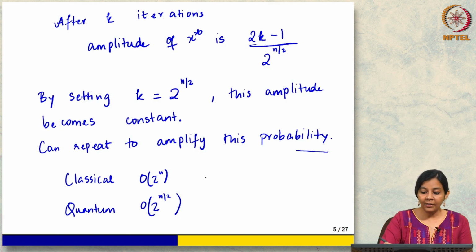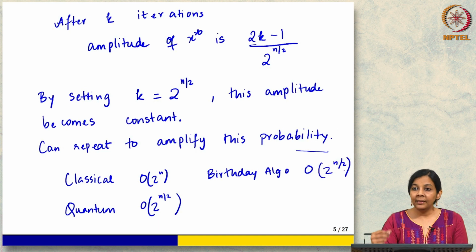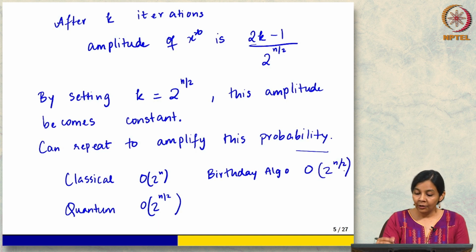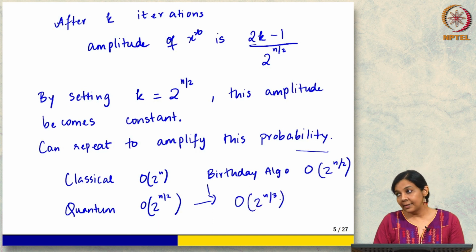For now, I will just tell you that using the birthday algorithm, you can actually get classically 2 to the n over 2. But the nice thing is I can use the same trick with quantum as well. So birthday plus quantum actually gives 2 to the n by 3.